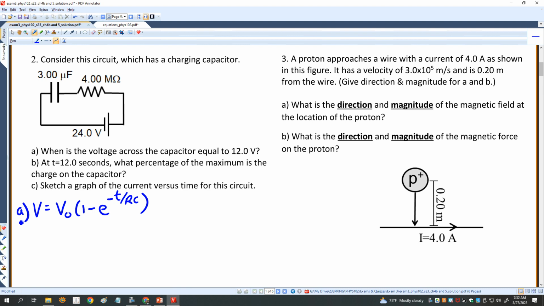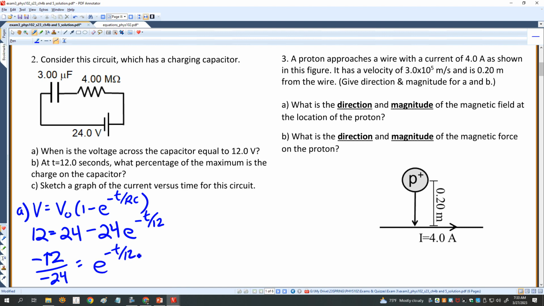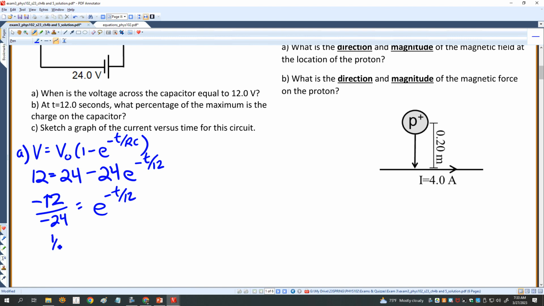So I have 12 is equal to the maximum voltage, that's 24, minus, I'm going to go ahead and distribute that 24 times e to the minus t, and then RC is 3 times 4, that's 12 seconds. So this is my equation. Take my 24 over, so I get negative 12 divided by negative 24 is equal to e to the minus t over 12. So that's 1/2 equals e to the minus t over 12.